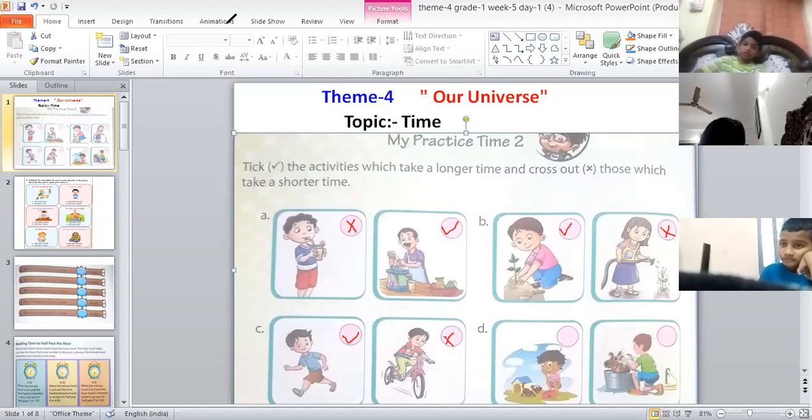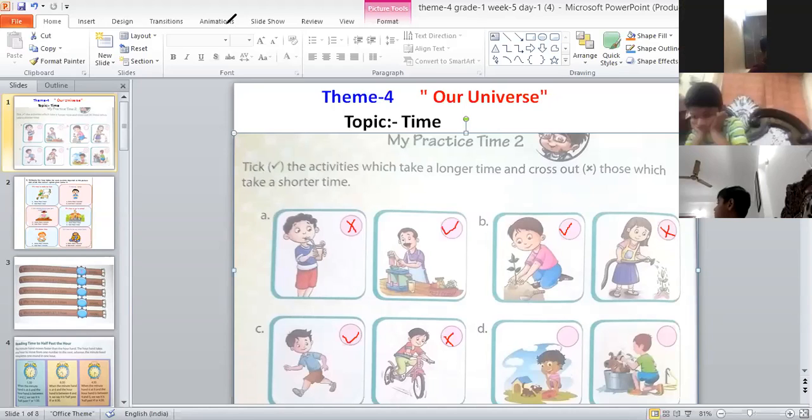Pathan, fourth question. Yes, ma'am. Don't tell me the answers directly. First tell me what they are doing. Two boys are there. What are they doing? Ma'am, first boy is feeding the dog. And second picture boy is bathing the dog. Okay. So which activity will take more time and which will less time? First one is less and second one is more.